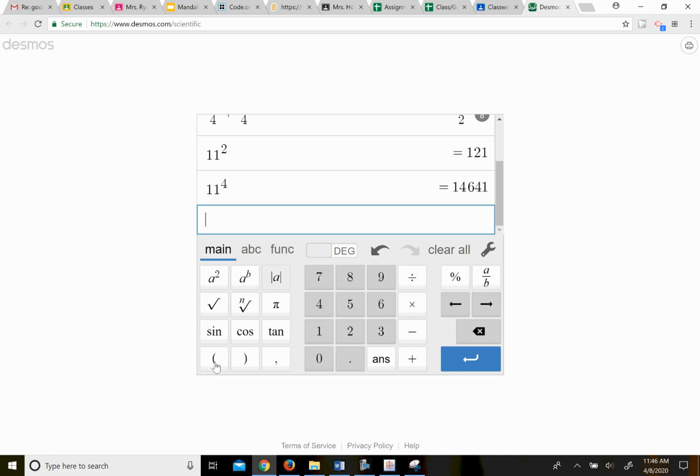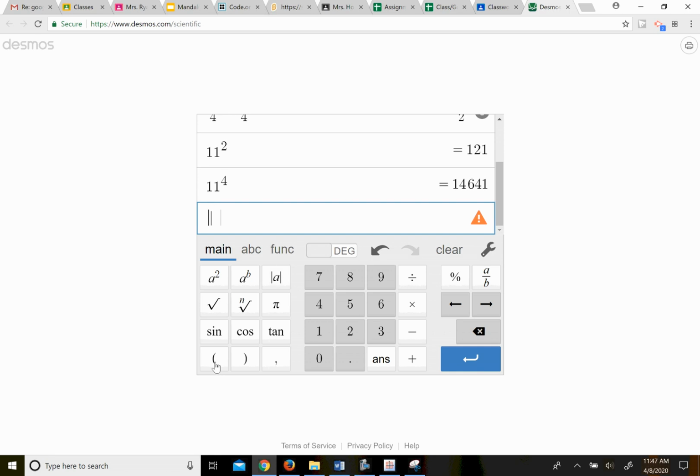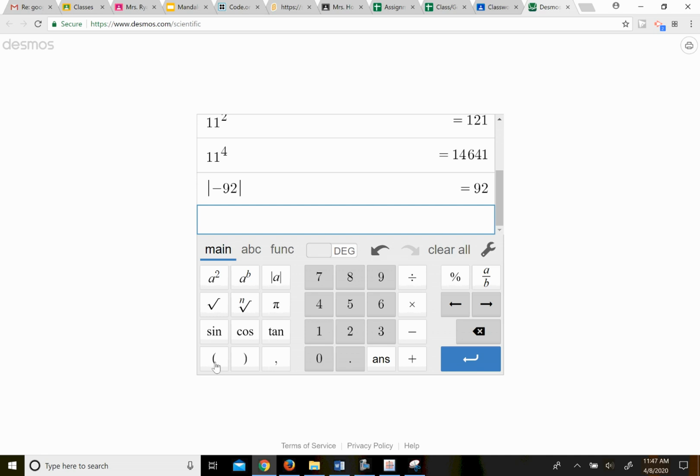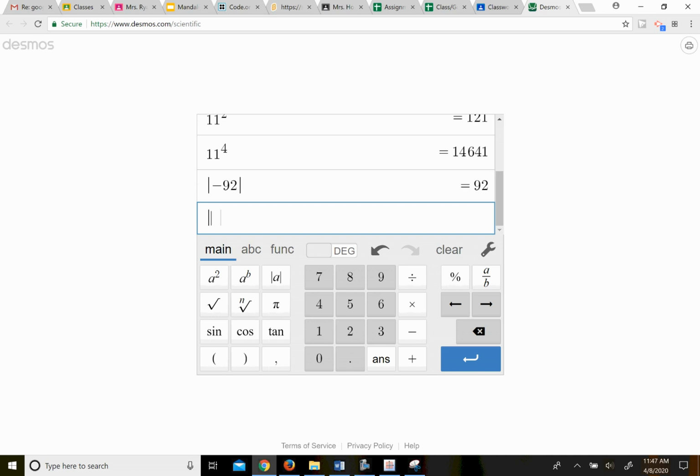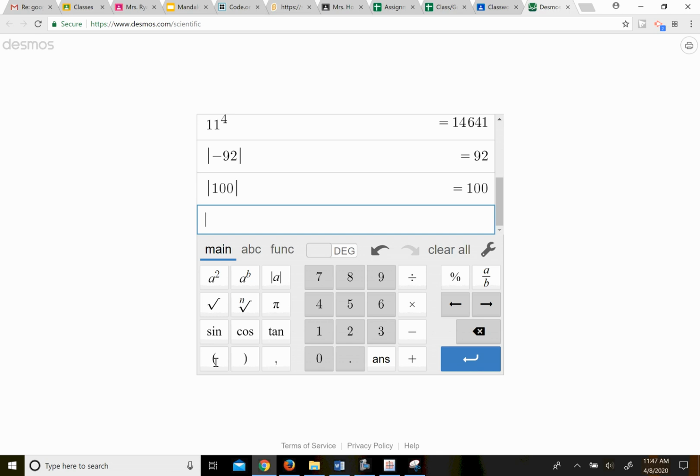A couple other features this calculator has that may come in handy throughout your time here. You have absolute value, how far away a number is from 0. So for example, the absolute value, hit that first, -92. How far is -92 from 0?